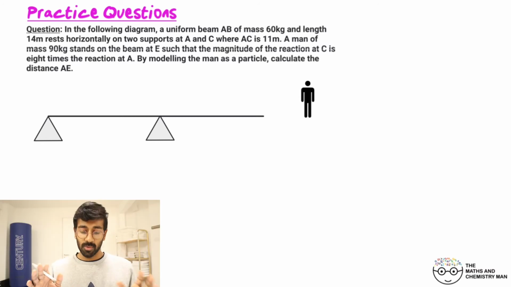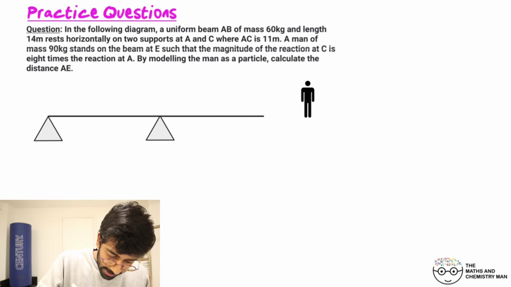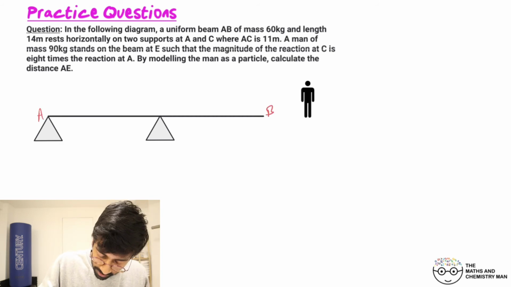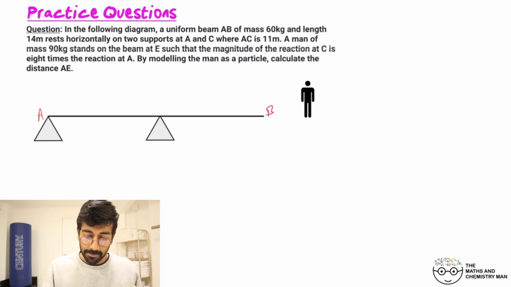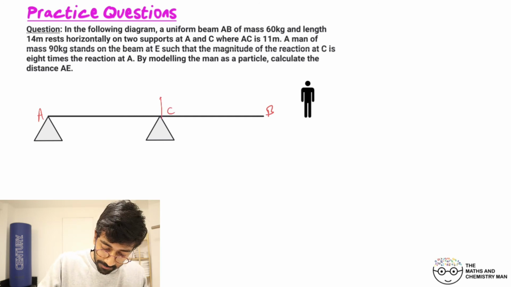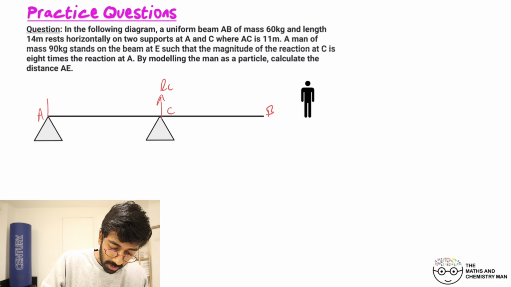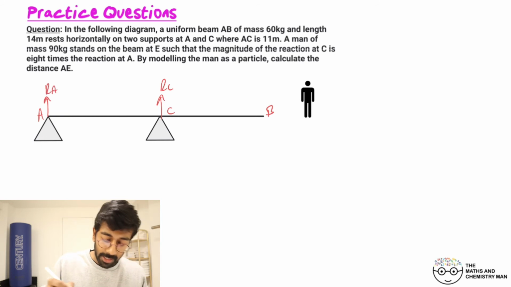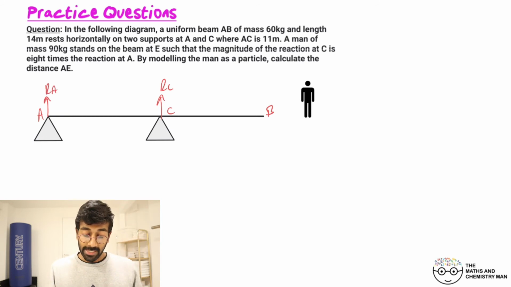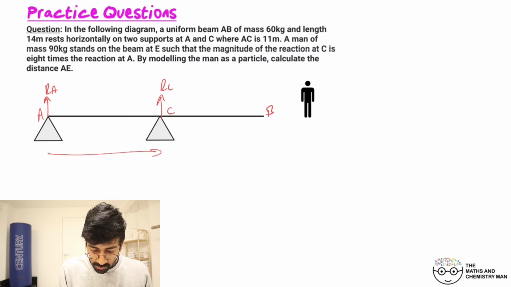Okay, whoa, hold up. Let's get through this, right? So you've got A and B as our uniform beam. We're told that it's resting on a support at C, so this must be C. We've then got reaction forces RC and RA. We're told A to C is 11 meters. So that there is 11 meters.